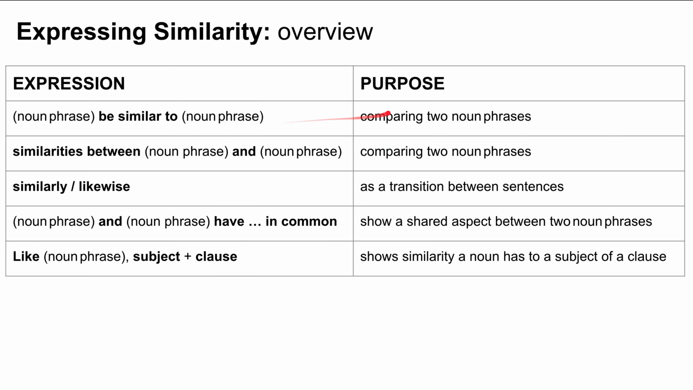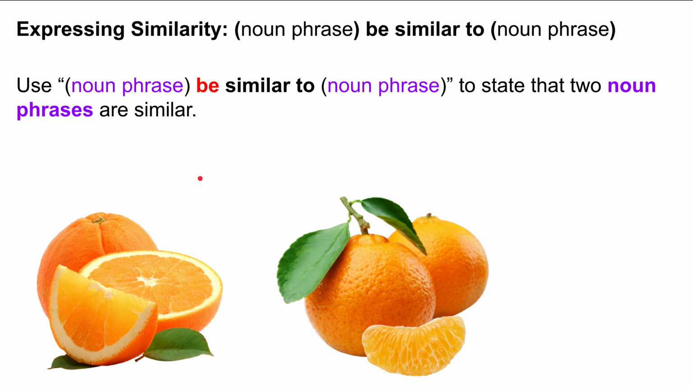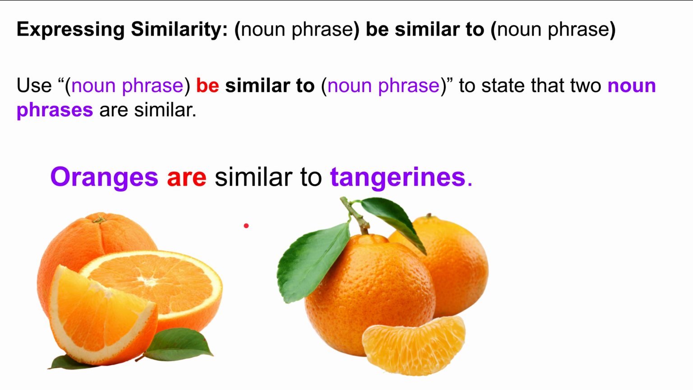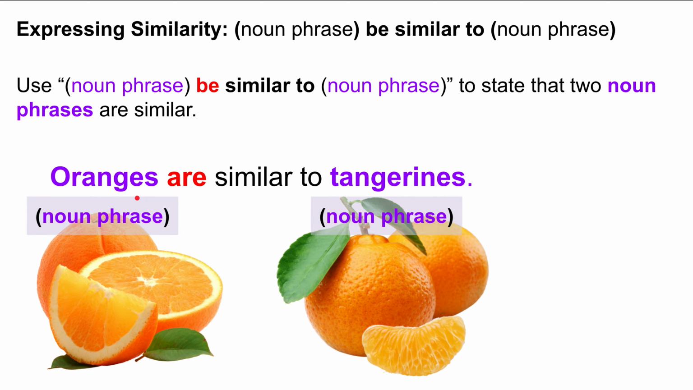All of these expressions have a purpose. They're summarized here. But let's look at that purpose in detail. Okay, so use noun phrase be similar to noun phrase to state that two noun phrases are similar. So for example, here I have oranges, here I have tangerines. Okay, my oranges, my tangerines. So oranges are similar to tangerines. So I have my noun phrase A, noun phrase B are similar to. Oranges are similar to tangerines. Next. So here I'm stating that these two things are similar.